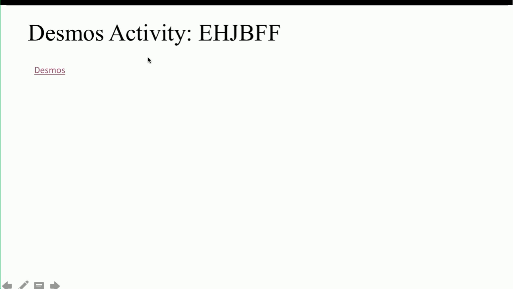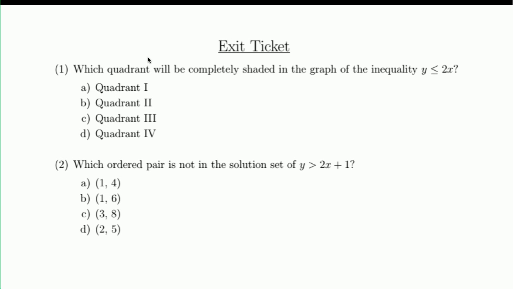So back to the slides. The students completed this exit ticket in class, so go ahead and take a few minutes to complete it on your own.